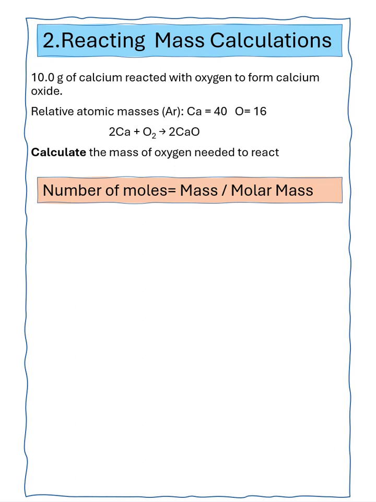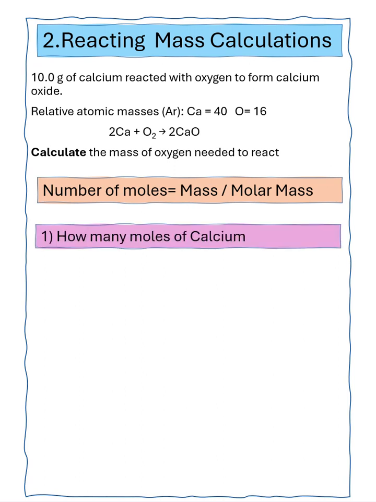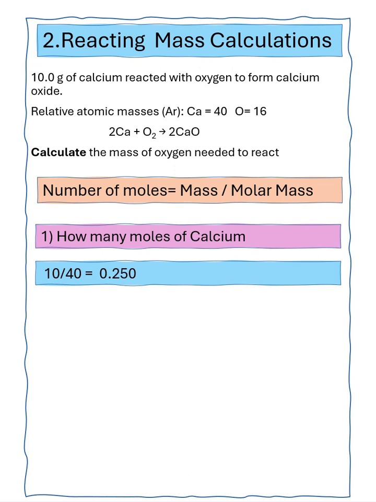Question 2 says 10 grams of calcium react with oxygen to form calcium oxide. You've got the equation here, and we've got to calculate the mass of oxygen needed to react with that 10 grams of calcium. We're going to use the equation, number of moles equals mass divided by molar mass, throughout the calculation. The first thing we've got to do is calculate how many moles of calcium.